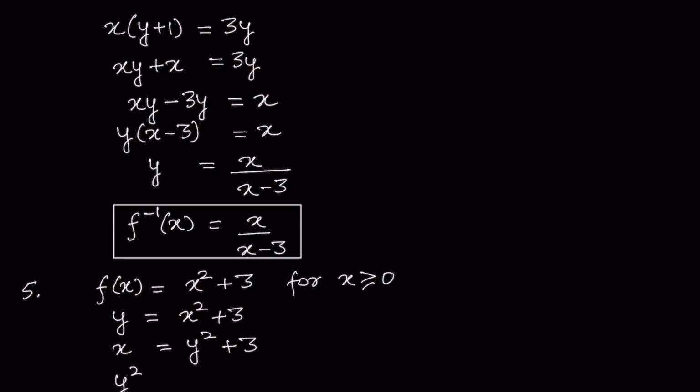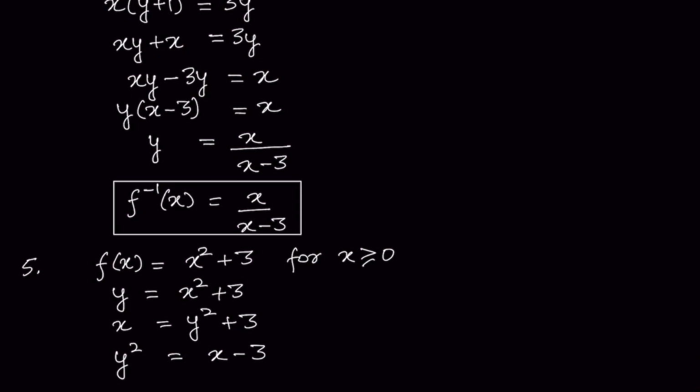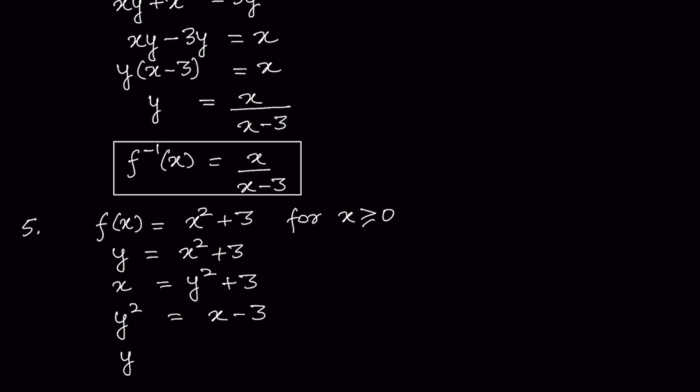So subtract 3 both sides. And then we take square root. So y is equal to square root of x minus 3. And whenever we take square root, we put plus minus in front. But wait, what? Our y got two values? So here is the trick.